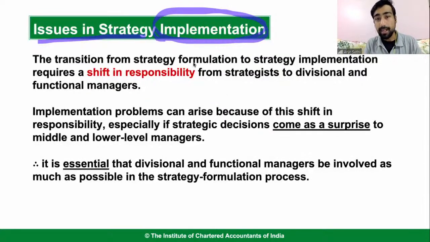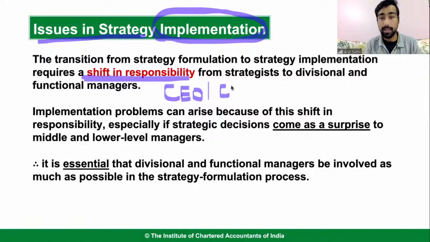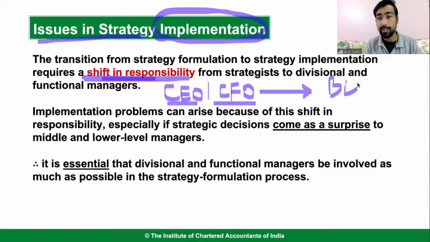The transition from strategy formulation to strategy implementation requires a shift in responsibility, right? अभी CEO, CFO ने formulate कर दी strategy. CEO, CFO ने बोला, boss, this is what my strategy is. Go and execute, go and implement. Abhi responsibility from them is now shifted to business level managers and functional level managers, right? Formulation हो गया, अब आप implement करिए इसे, right?